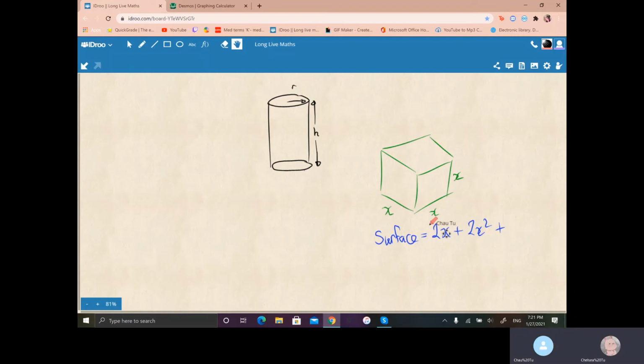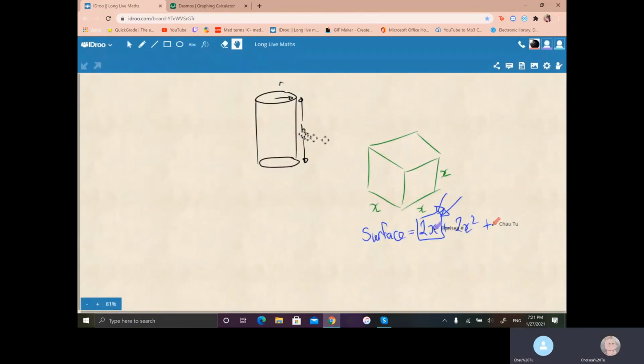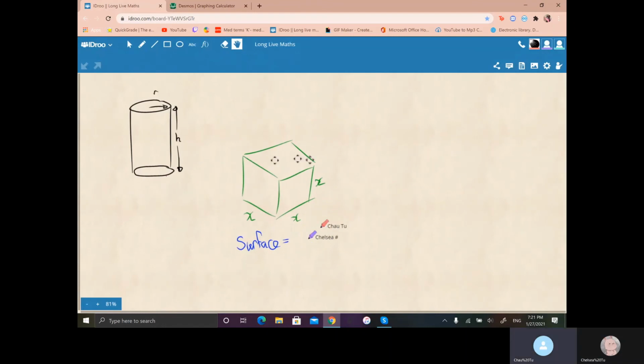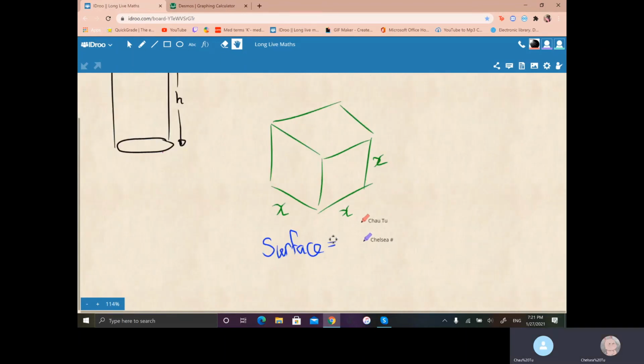Oh, wait. Did you mean 2x here, Chelsea? Did you mean 2x here? No. So what do you mean? Oh, I just lost connection. Okay. All right. Let's start again. What is the surface area, Chelsea? Let's start again. I'm confused. What's the surface area, Chelsea? X squared. Wait, let me think. X squared plus 2x squared. Well, wait. Start again. X squared plus 2x squared, like this. Is that what you're saying? Yes.